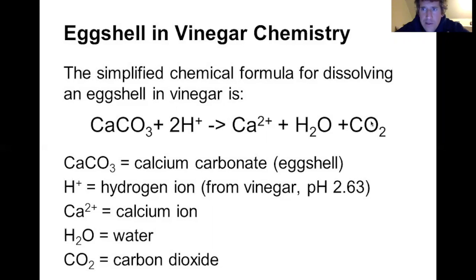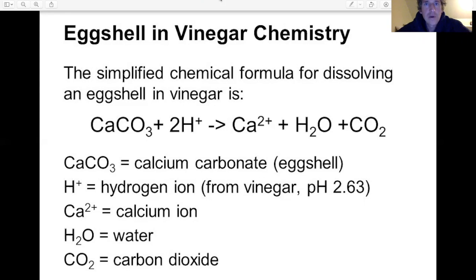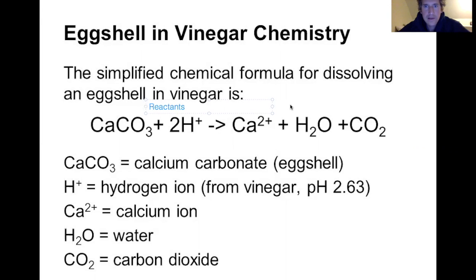In order to demonstrate the law of conservation of mass with this chemical reaction, we have to figure out how many atoms we have on each side of the equation. On this side of the equation, we have our reactants. And then on this side of the equation, we have our products. So we have calcium carbonate, which is our eggshell. And then we got the acid from the vinegar.